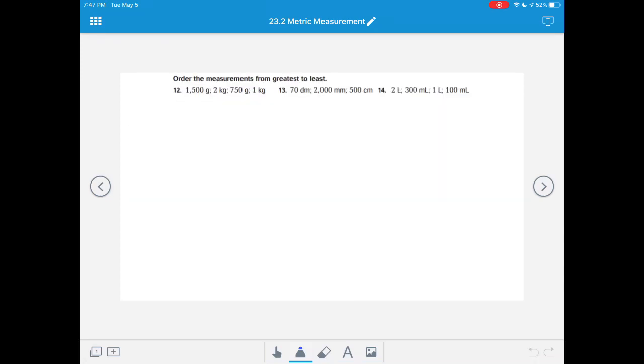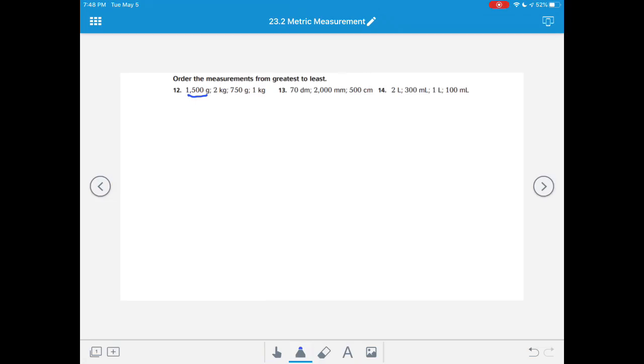Let's continue. On working on metric measurement systems, it's important to not look at a number and decide that it's bigger or smaller just based on what the number itself is. You have to look at the label. The reason why is because even though I see this big number, 1,500 grams, that very well could be one of the smallest numbers, even though it's one of the biggest in this list. So the reason why is because of these labels, they mean different things.